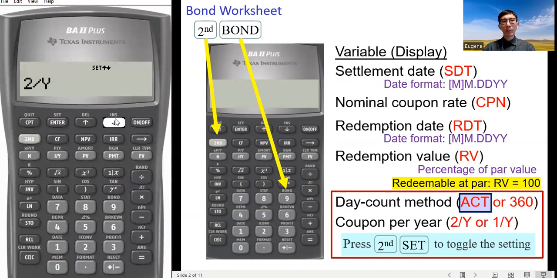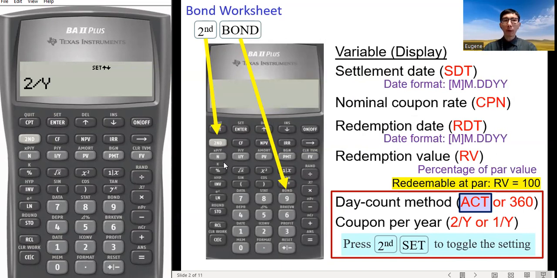And then the next variable, coupon per year, 2Y or 1Y. This indicates the coupon payment frequency, either semi-annually or annually. And this variable also indicates the compounding frequency for the nominal coupon rate and the nominal market rate. So this variable corresponds to the coupon payment frequency, the nominal coupon rate compounding frequency, as well as the nominal market rate compounding frequency. All these three frequencies must be the same in order to use the BA2 Plus calculator bond worksheet.